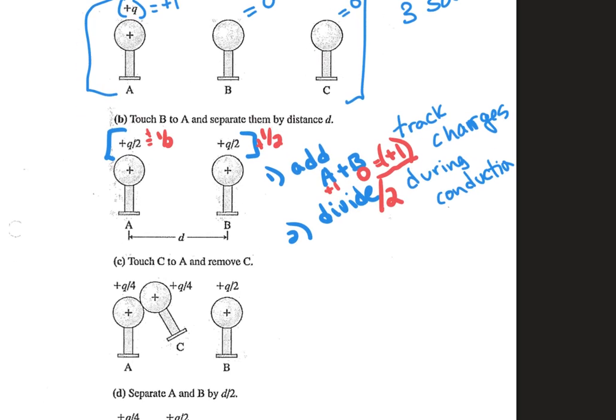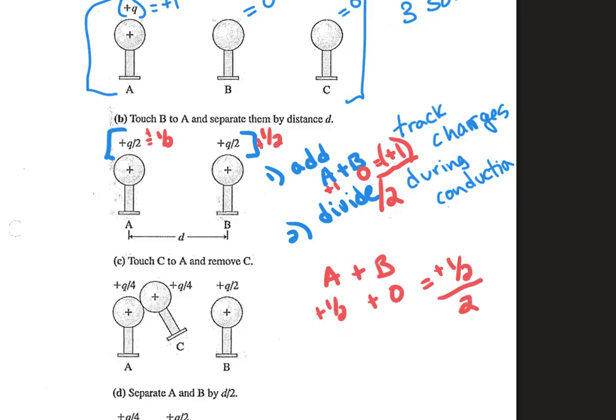It's still 0. So now C comes along. Well, C had a charge of 0, so let's do the math. Let's add A plus B. So we had 1/2 here, and we had 0 here. Of course, the total is 1/2. And then we have to share it equally, because they're the same size, divide by 2. And all of us know that 1/2 divided by 2 is 1/4. And do you see? That's represented by Q over 4. And B still holds its same charge.